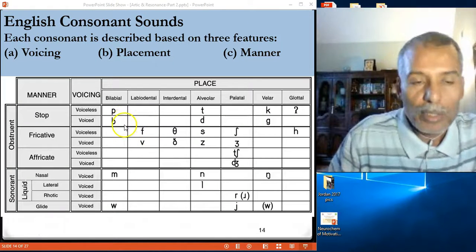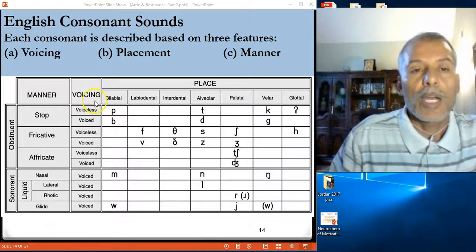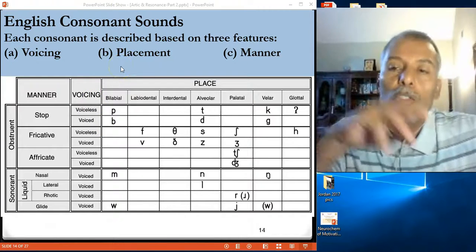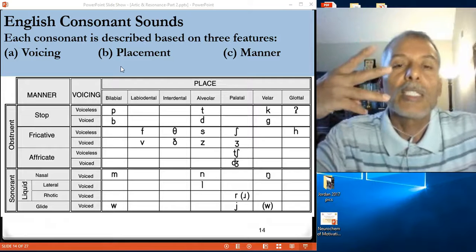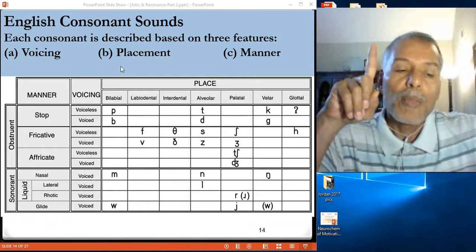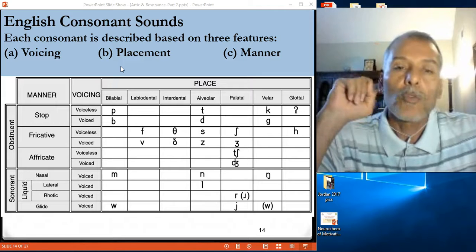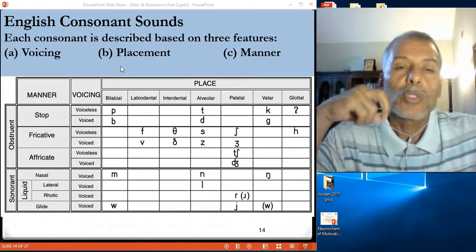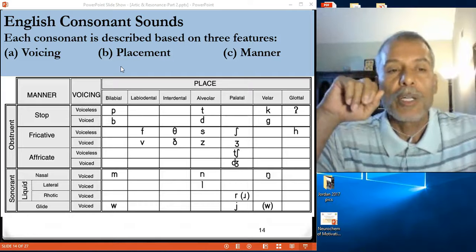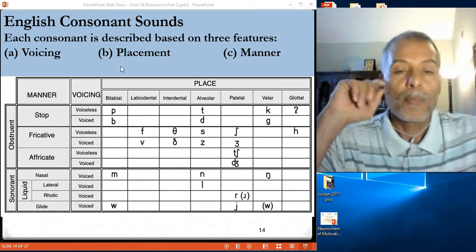Here is a chart. You can use it to describe consonants. When you describe consonants, you use 3 criteria. First, you say if the sound is voiced or voiceless. Second, you say where the sound is produced. And the third is manner. What does it sound like when you say it?